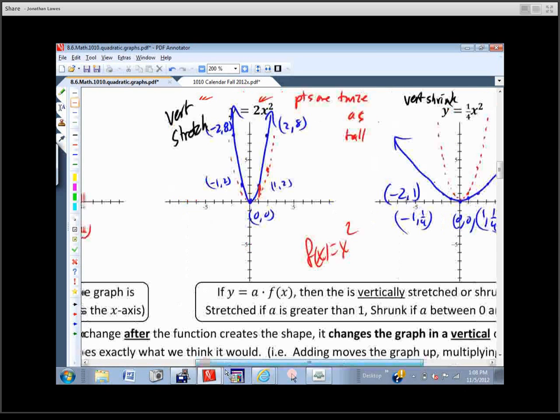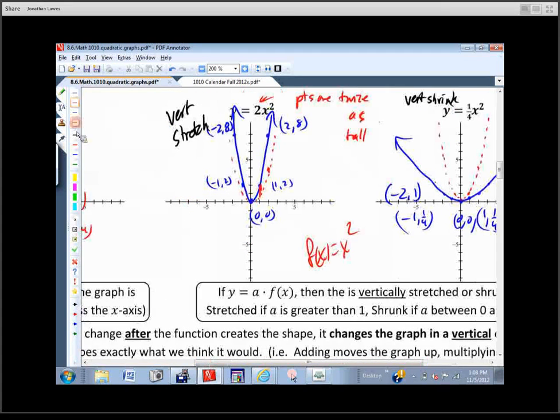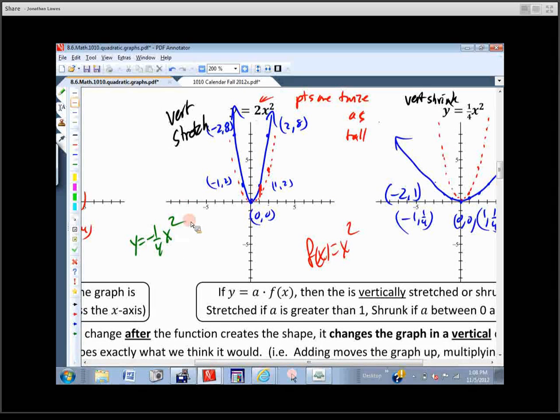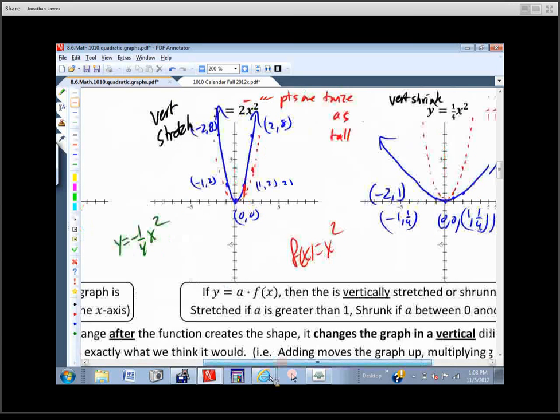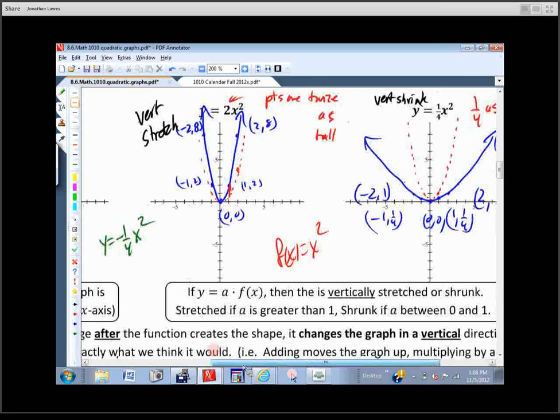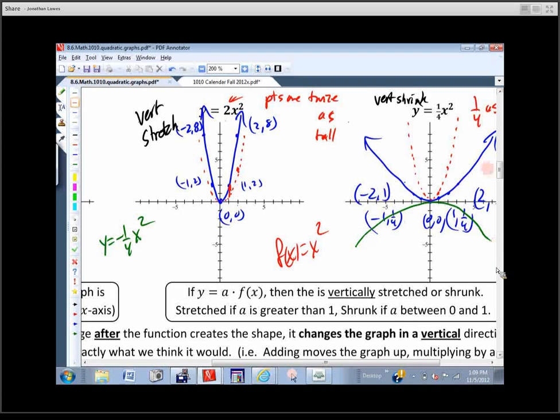So let me ask you this. What would this do? Okay, this would be that shape, but upside down. It would look like this, right? Same exact shape, same exact pattern, just flipped upside down. Okay, are there any questions?